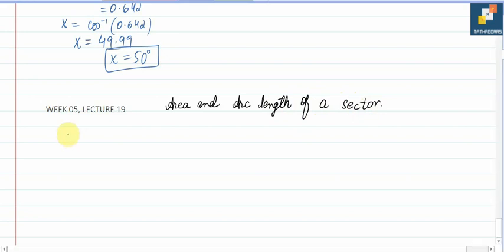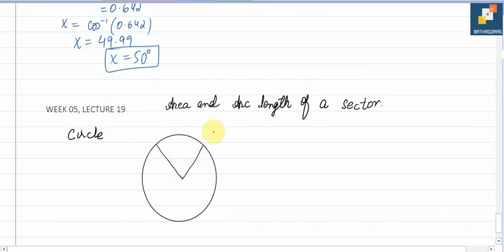So first, what is a circle? Now many of you know that the circle is this shape, right? That is a circle. Fair enough, right? Now in that circle, if I pick one piece like this one, right? If I pick a single piece like this, now this shape is called a sector.